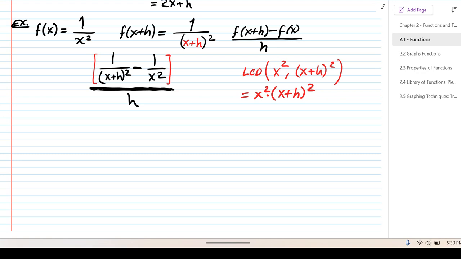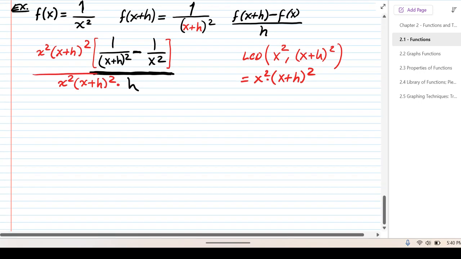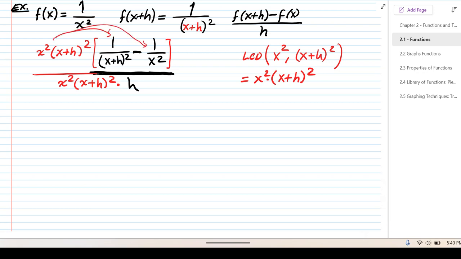So what I'm going to do now is multiply both the top and the bottom by the LCD. That means multiply the top by x squared times (x plus h) squared, and multiply the bottom by exactly the same thing, so you haven't changed the fraction. Now, in the numerator, we're going to distribute the LCD to the first fraction and then the second fraction.